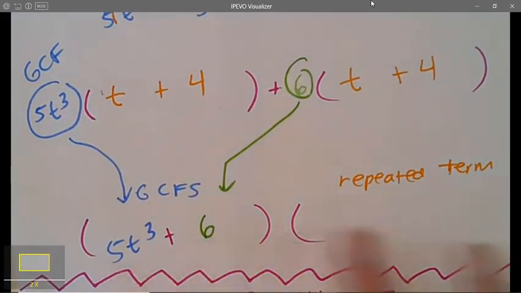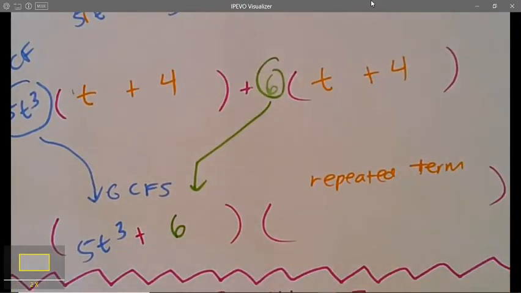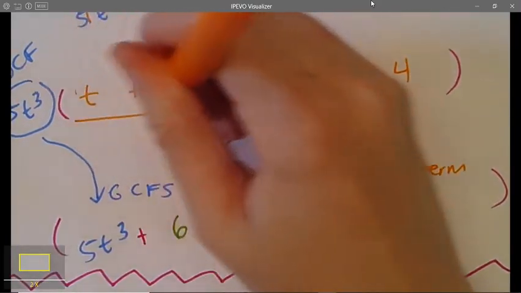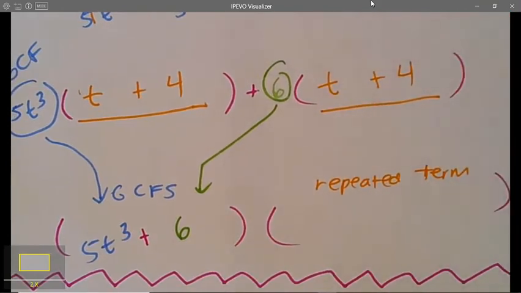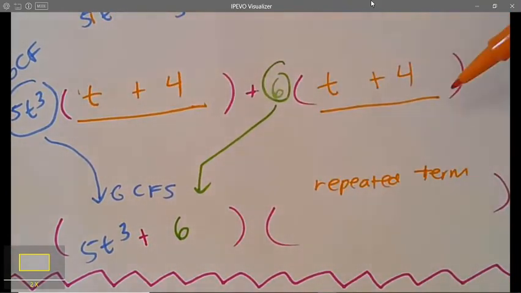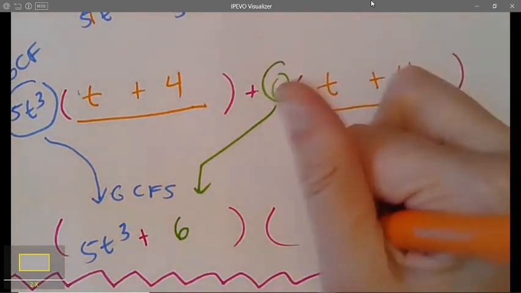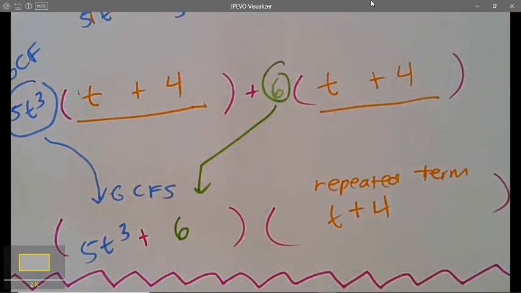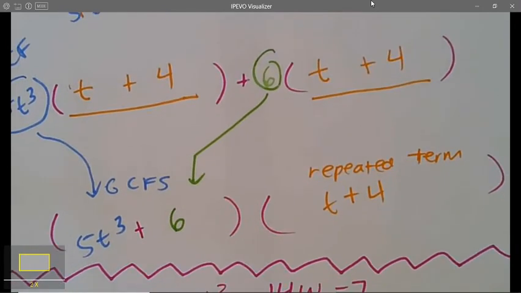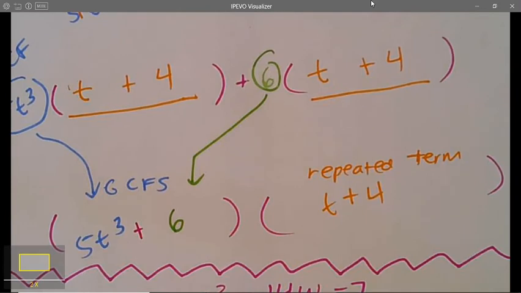So I grouped together my two GCFs. And then in my second parenthesis, all you do is write the factor or the term that repeated. I call this the repeated factor or the repeated term. That's just my name for it. So I'm going to write t plus 4 in this one. And guess what? That's it, you guys. So your factored form would be 5t to the third plus 6 times t plus 4.